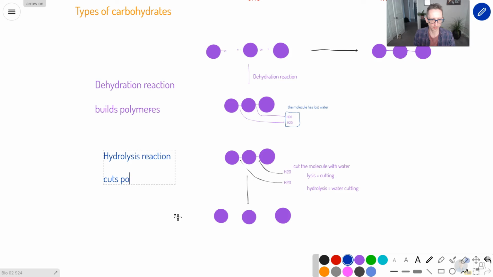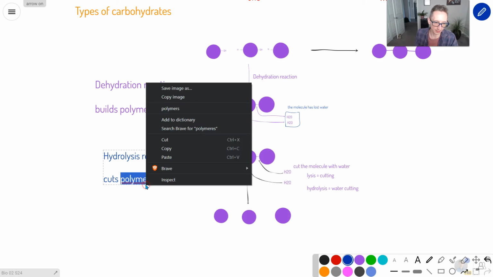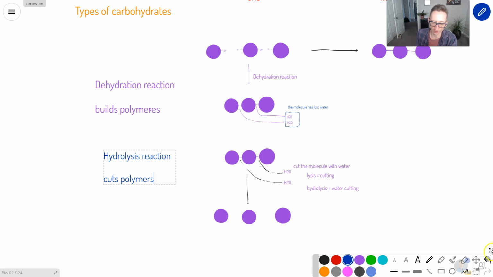cuts polymers. I don't know why that is spelled wrong. Oh, there's no E at the end because the English language or whatever makes no sense. Let me erase that. That was going to bother me. No, that's not what I wanted. Okay. Sorry, my brain is not working today.